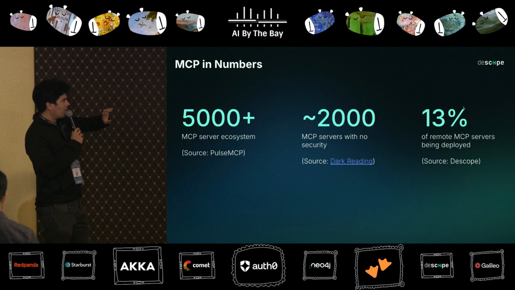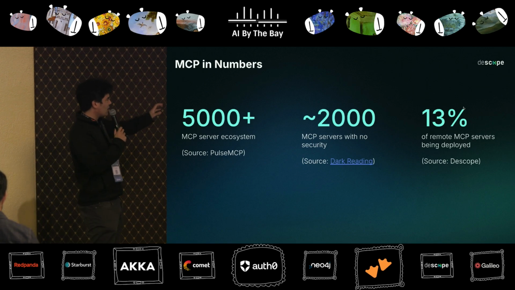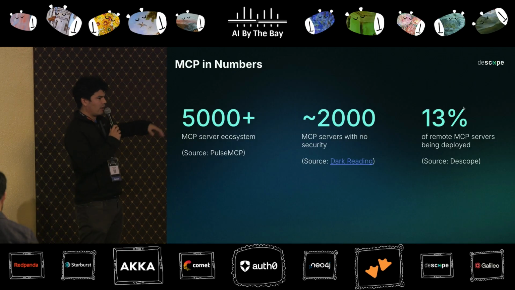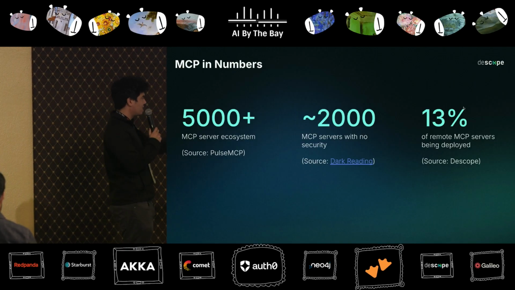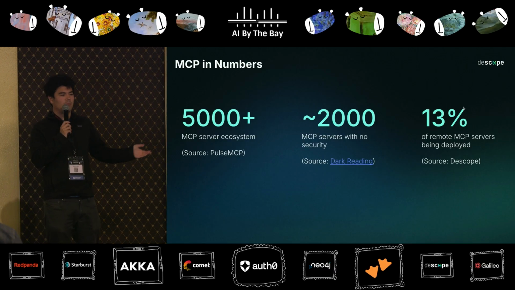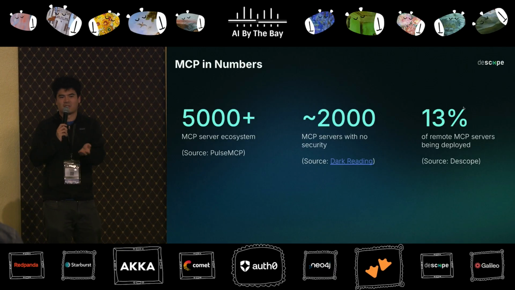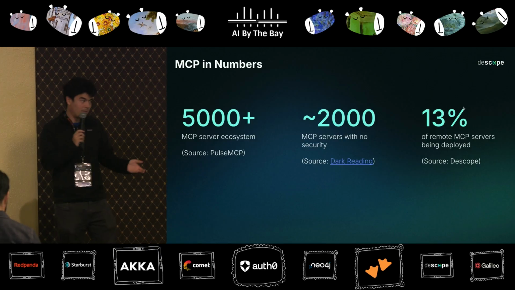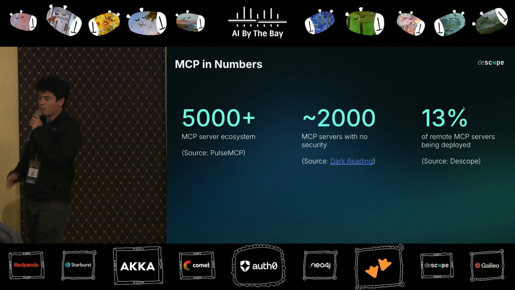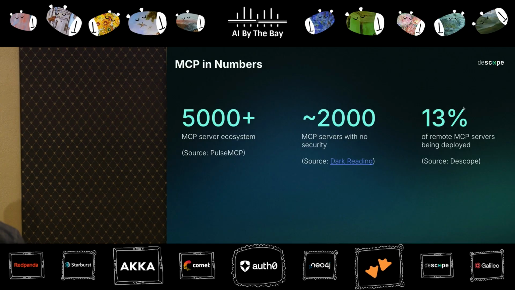And I'm going to talk about why, but you can see here, out of 5,000 plus MCP servers in the ecosystem, in registries and things like that, over 2,000 of them don't have any security at all, mostly because engineers don't want to worry about it, or they don't need to because it's such a simple MCP server that does a very simple thing. It doesn't matter. And then you can see here, only about 13% of remote MCP servers actually end up getting deployed.